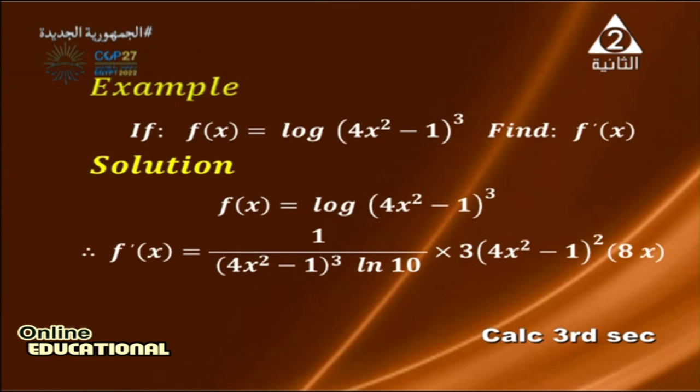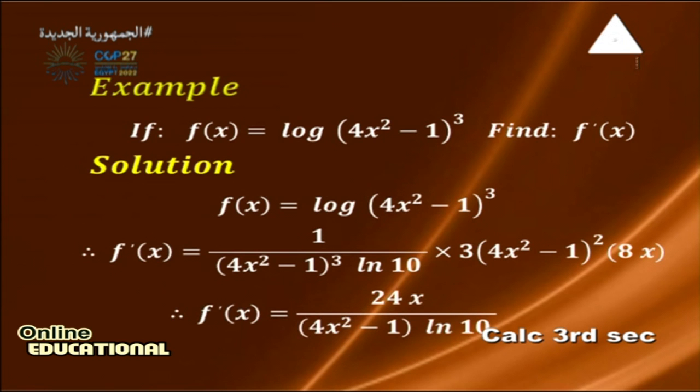The derivative of the bracket (4x power 2 minus 1) all power 3 is 3 multiply the bracket (4x power 2 minus 1) all to the power 2, multiply the derivative of the function inside the bracket. The derivative of 4x power 2 minus 1 is 8x. Then f dash x equals 24x all over 4x power 2 minus 1 multiply ln 10.